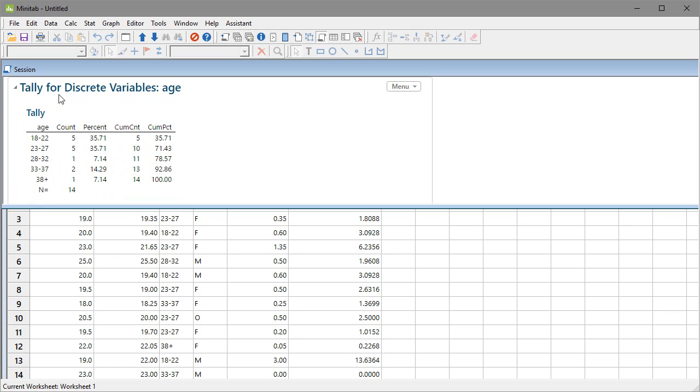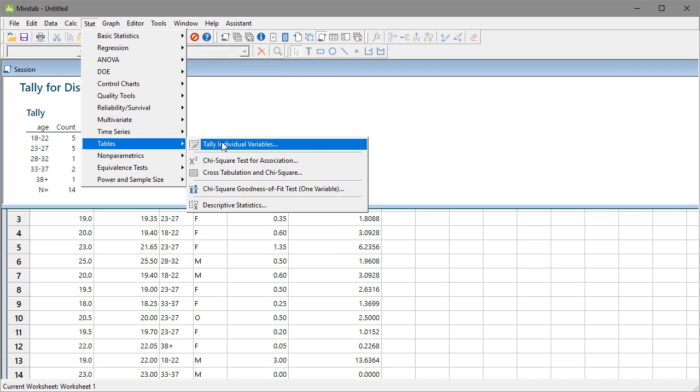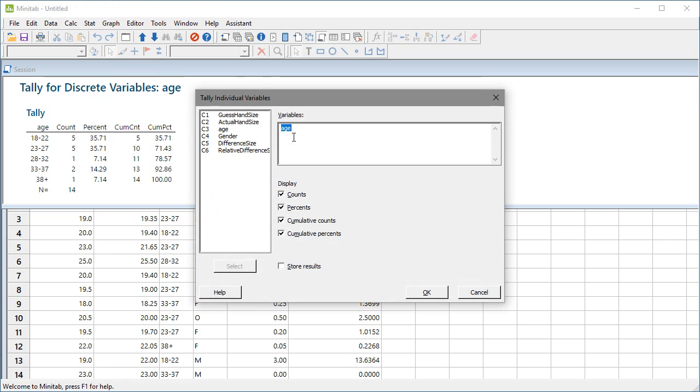So if you're trying to find out, remember, for these discrete variables, what that means is this is a categorical variable. So if you're wondering when you would use descriptive statistics versus when you would use the tables, the tally individual variables are for categorical variables. So like we could use this one for gender.